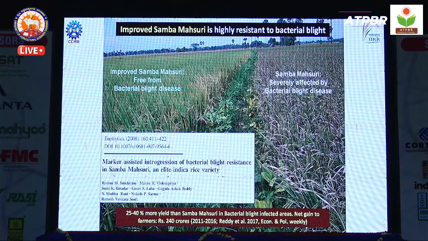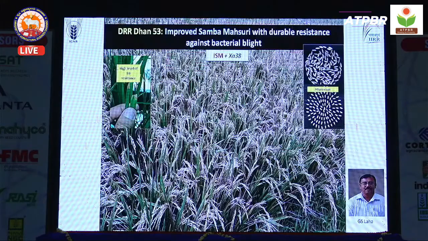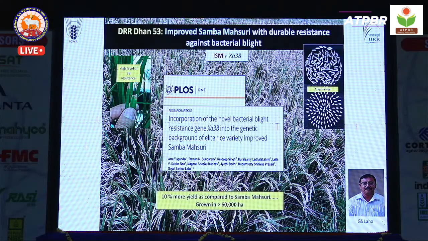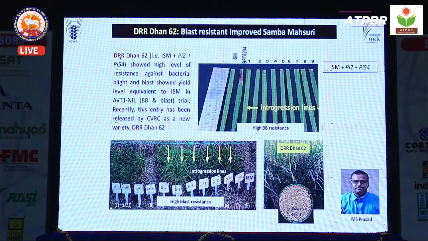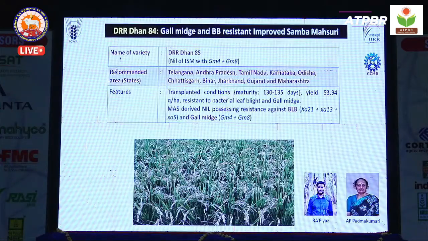As you can see here, on the right side you have a plot which has improved Samba Masuri. It is totally free from the disease. Already grain maturity has started. On the left side, Samba Masuri is severely affected by bacterial blight disease. And this has already been described by my colleague, Dr. Srinivas Prasad, wherein in the background of improved Samba Masuri, another gene called Xa38 was added.